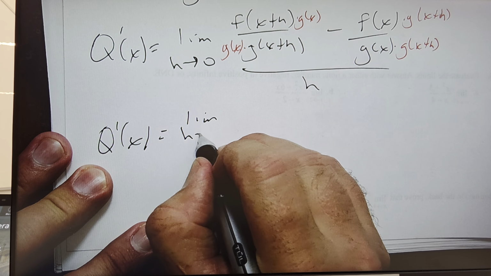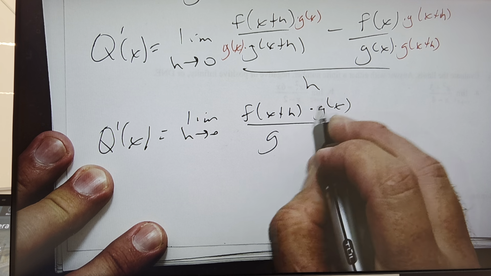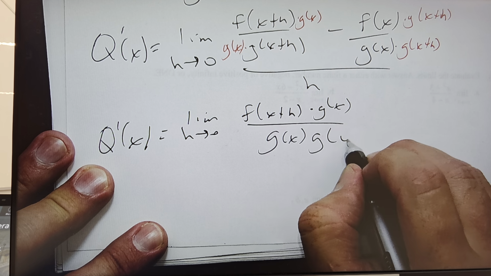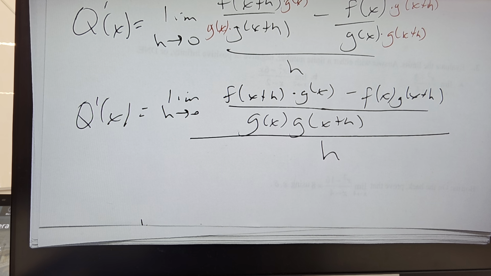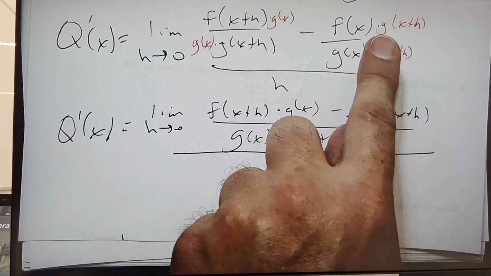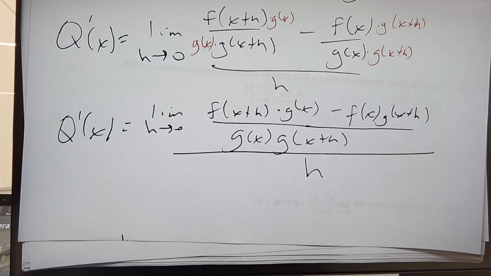So this would become f of x plus h times g of x over g of x plus h minus f of x, g of x plus h, all over h. Since I have like denominators, I could put them together, right? This top minus that top. Can you cancel out? Hell no. If I try to cancel out, it would be this divided by this minus this divided by this, and I go back to where I was. What would come out?